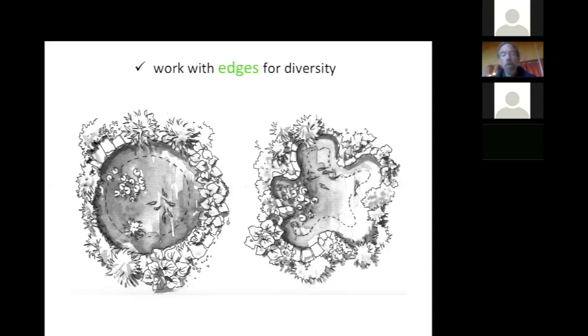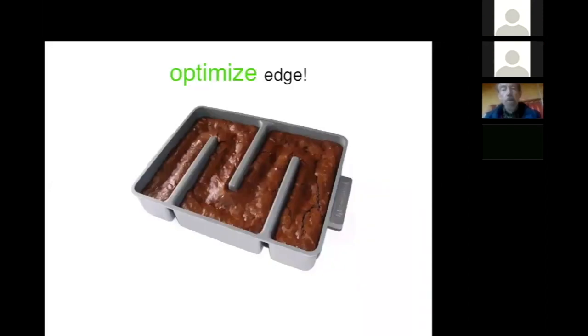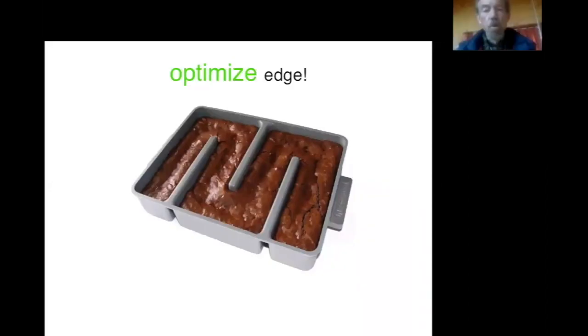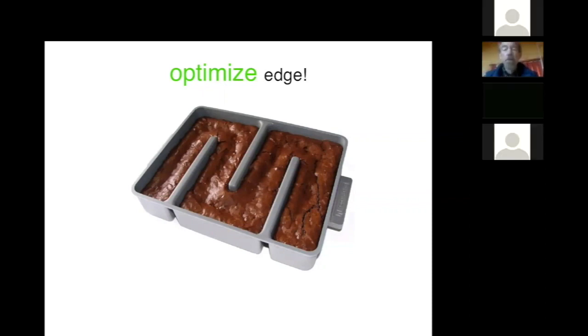Plus, you'll be able to fit more aquatic plants in it as well. So I love this. This is someone who understands the concept of edge. We know that when we're baking brownies, it's the brownies on the edge that everybody loves the most because they're crunchy and crispy. So here's a brownie pan where someone has added a bunch of edge to it. So this edge concept doesn't apply just to ecology, but it applies to baking and many, many other things.